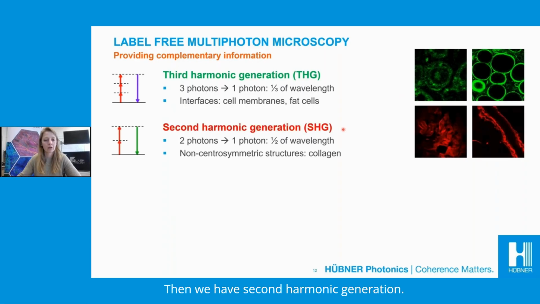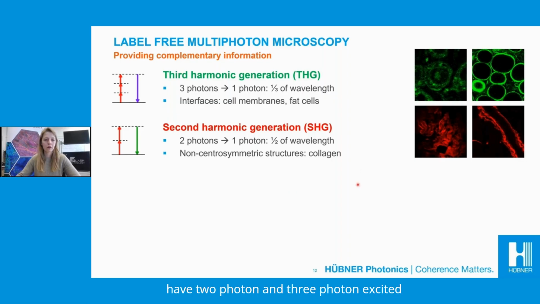Then we have second harmonic generation. This is generated by non-centrosymmetric structures, meaning that in tissue you can mainly see collagen. So for example, here you see collagen fibers in the skin, and here you see, for example, collagen fibers in the wall of a blood vessel.